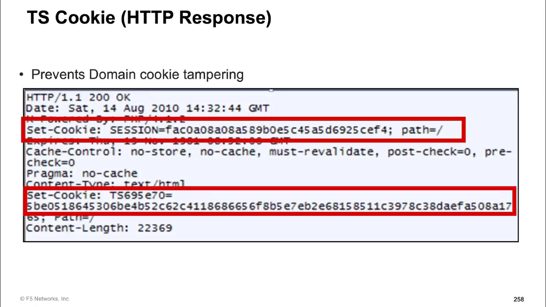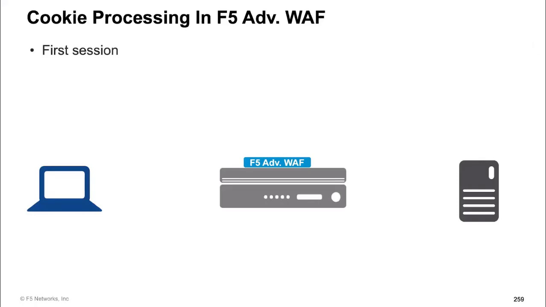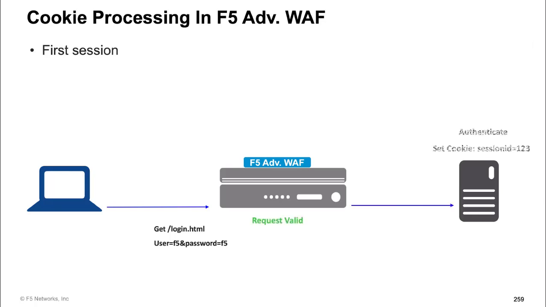So let me show you the flow, guys. Let's take a look at the flow first, and I'm going to come back to that last slide. So this is the flow for cookie processing within Advanced Web. Let's say a request comes in, a GET request to log in to the backend web application. That request is safe, no malicious patterns, no malicious strings. So we're going to deem that request as safe and forward it on to the web application.